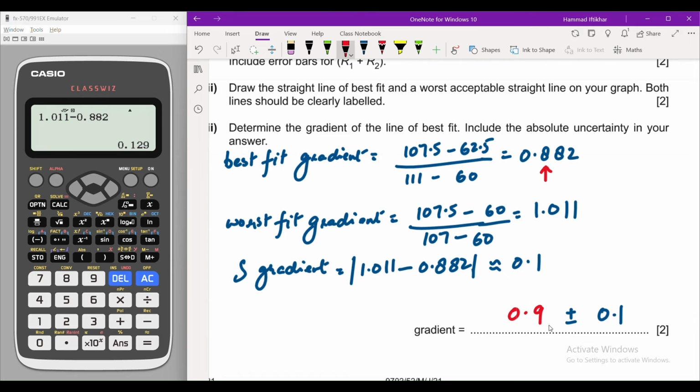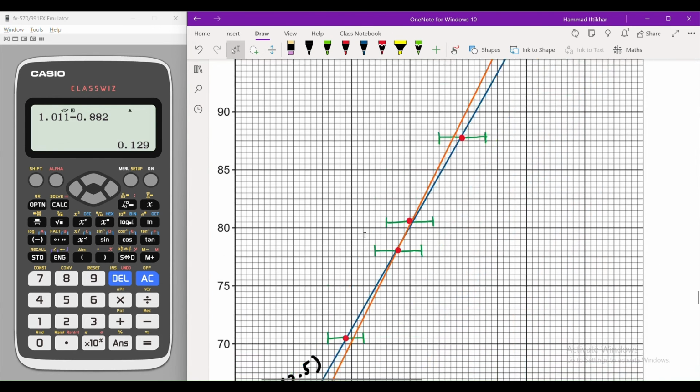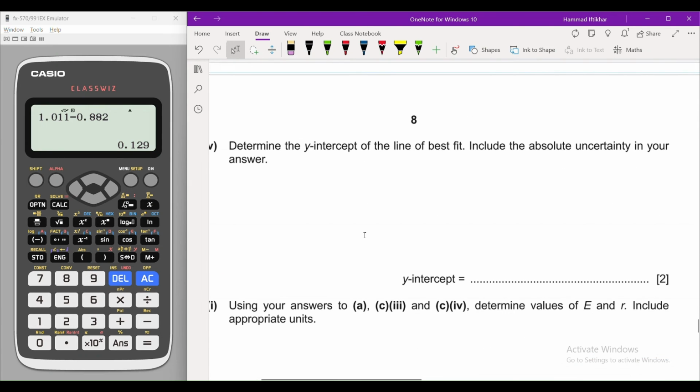Obviously, this value cannot have more decimal places or significant figures than this. So you could make it 0.88 plus minus 0.10, for example. But this is going to be an overkill, though definitely you can do it. Now comes the y-intercept.